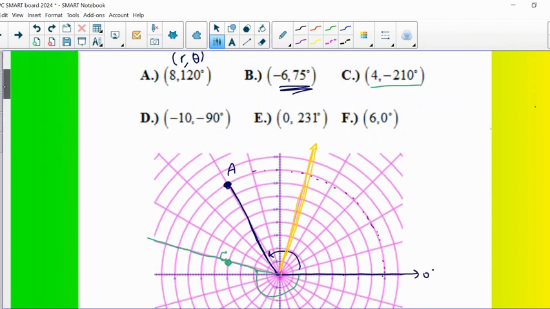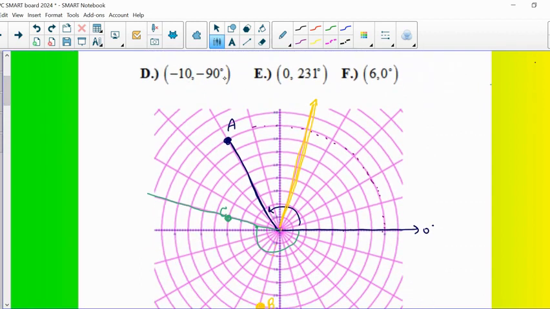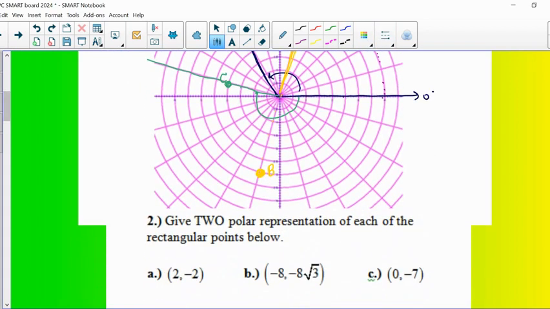Let's take a look at the next one. -10, -90. So they're both negative. Even though it's r comma theta, I really think it's easier to find your theta first. So let's look at -90 degrees. -90 degrees is down here, right? This is -90 degrees because we went in a negative direction. But now I need to go -10. So I'm going backwards, in the exact opposite direction, exactly 180 degrees opposite.